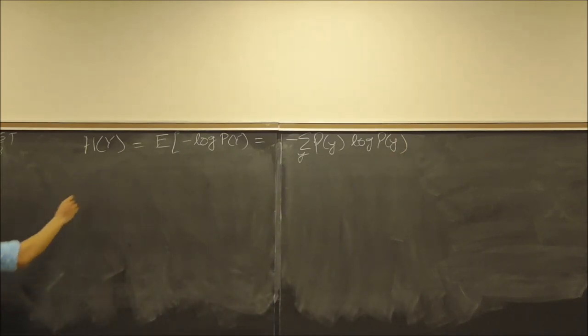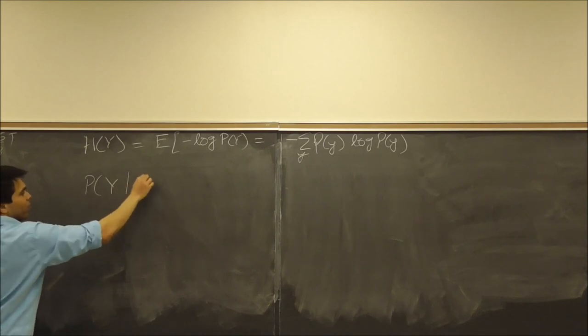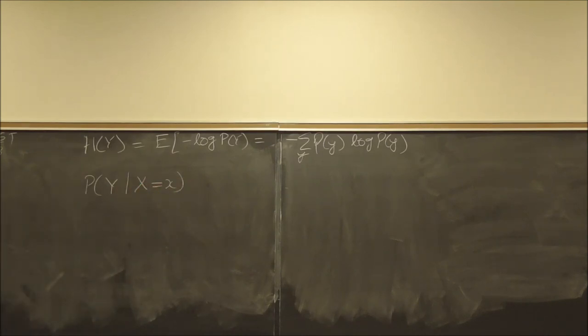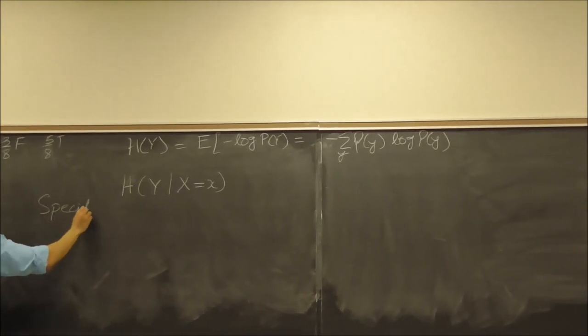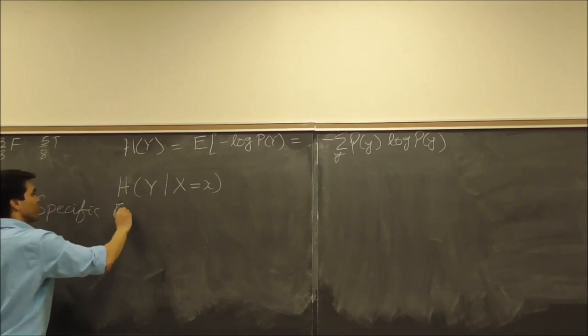The thing that we're going to be interested in are conditional distributions. So what do you believe about Y if I tell you that some feature takes a particular state? I'm going to write down something specific, and I think I'm making this notation up, but I think I've seen it somewhere else. So, specific conditional entropy.